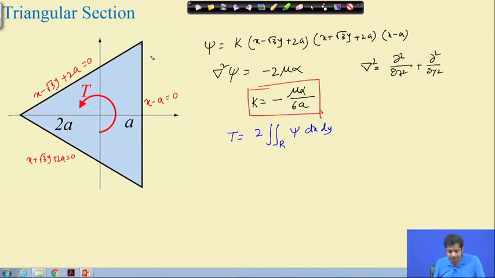If we do that exercise, the expression will be T equal to 27, I have the final solution with me, 5 root 3 mu alpha a to the power 4. This is how a is defined.